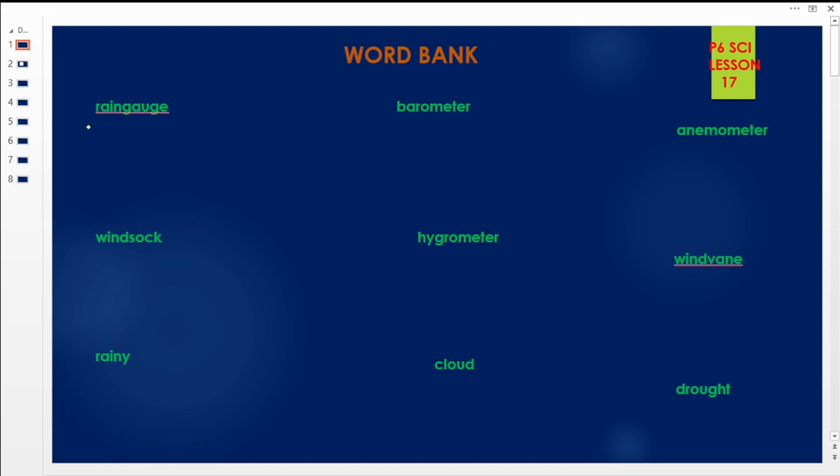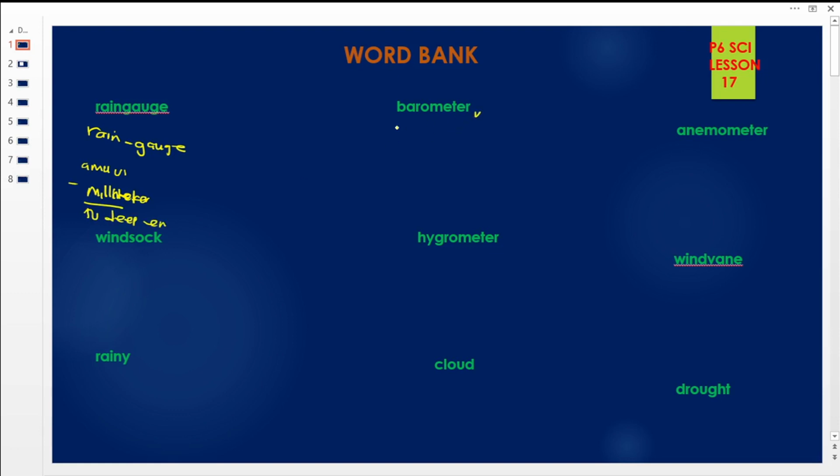Our first word is rain gauge, pronounced rain gauge. The rain gauge is there to measure the amount of rainfall received, and this rainfall is measured in millimeters. Why? It is measured in millimeters in order to know how deep this water has entered the soil.